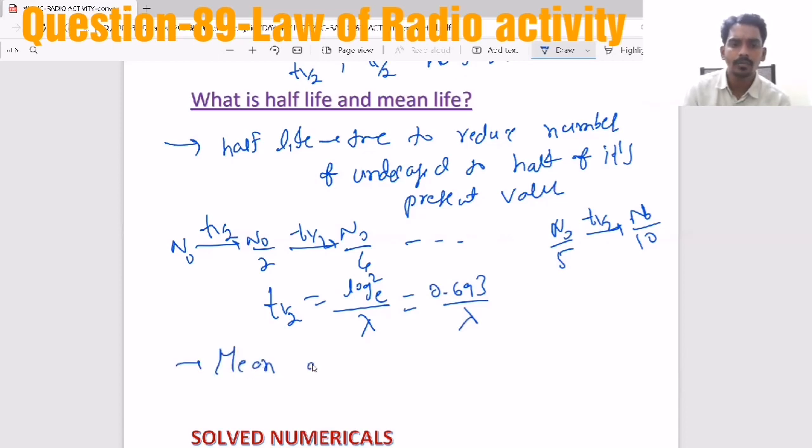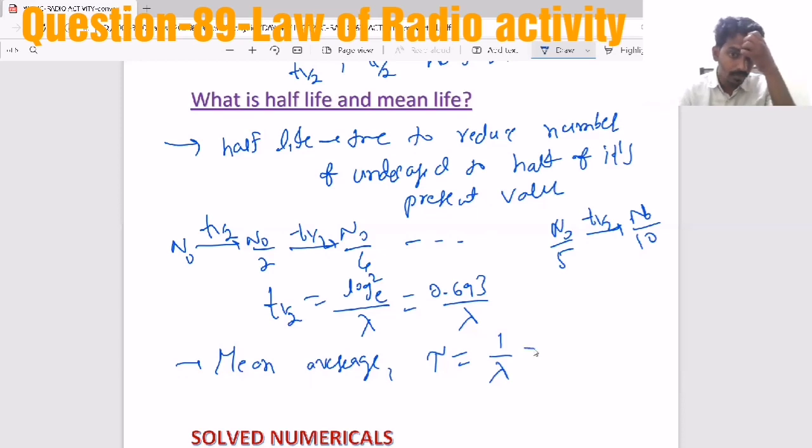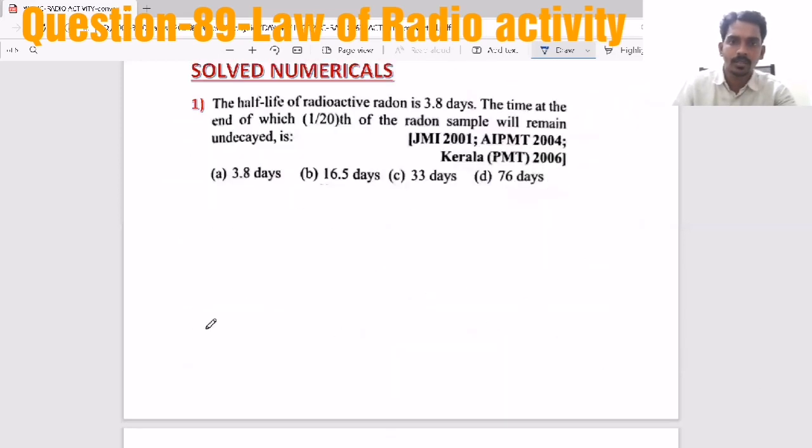Now the mean average life of all the atoms is called mean life, that is tau, which is just 1 by lambda. So 1 by lambda means T half by 0.693, or log 2 base e. So this is the formula of half-life and mean life. Based on these things, usually they will ask questions. Let's see examples, like how they will ask the questions.